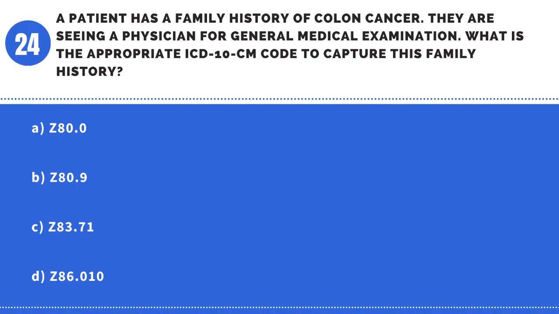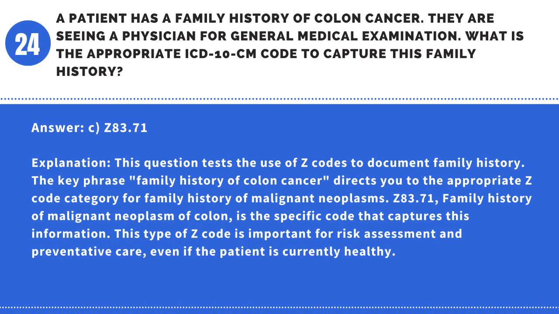A. Z80.0. B. Z89. C. Z83.71. D. Z86.010. Answer, C. Z83.71. This question tests the use of Z codes to document family history.